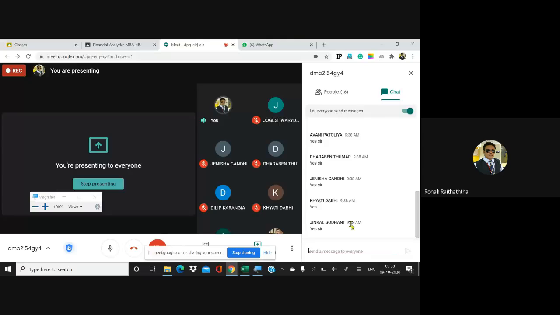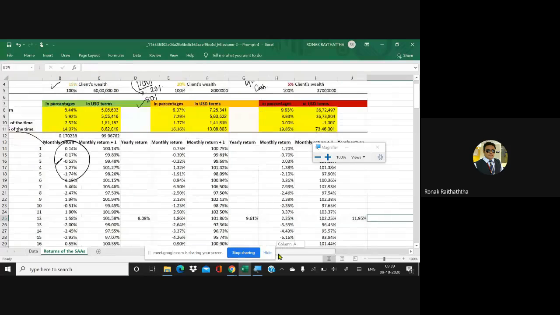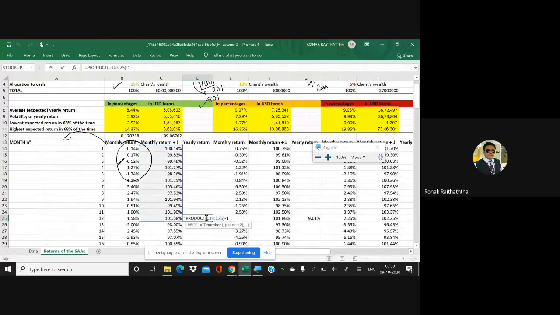Everyone else, I hope you must have calculated the yearly return. There was absolutely no rocket science in that. You didn't have to do anything, you only added 1 to your monthly return and took the product of it. What is the meaning of product? Product means the multiplication of all this, and then you reduced 1, so you get the geometric mean of all these returns.